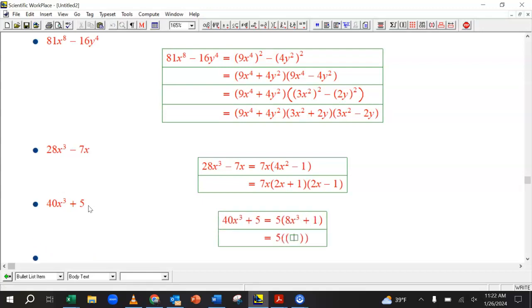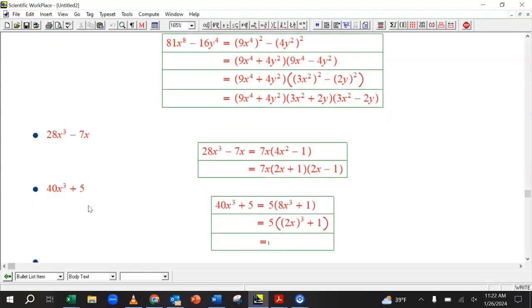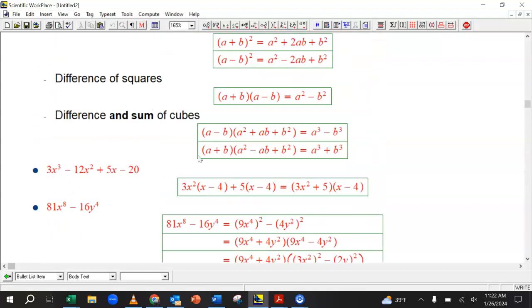Let's rewrite that. That's 2x quantity cubed plus 1. Aha. And that's where we do have a formula. Even though it's a sum, it's going to factor. Right? So let's go back up to the pattern here. I'll even copy it back down. This is the sum of cubes pattern.